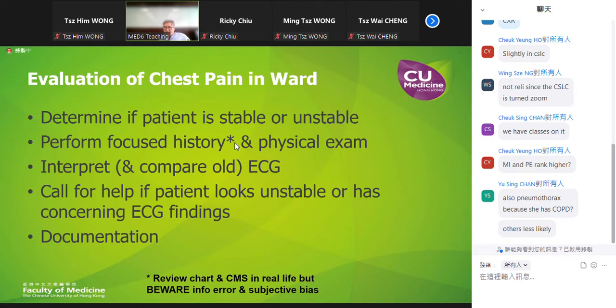Obviously, if you see any patient, you want to make sure he's stable, and how urgently you rush through things. So you perform your focused history and examination as before. You look at the ECG, and if you're in doubt, call for help. If you're a houseman not familiar, call your senior. In real life, you will look through the chart, the CMS, for any clues. But beware, there are errors in the CMS. It's not always right. I think you should always trust yourself. Sometimes it could be biased, it could be subjective.